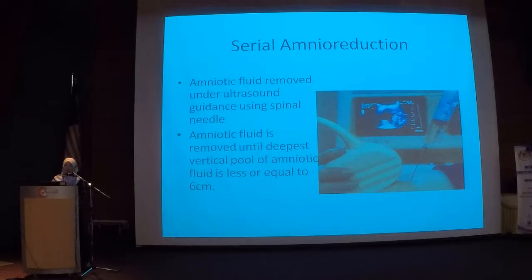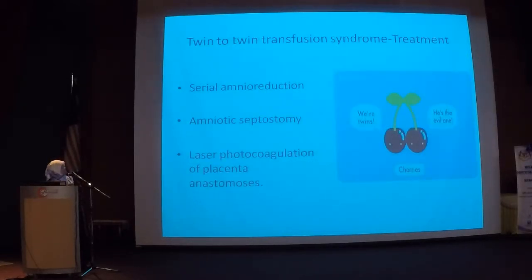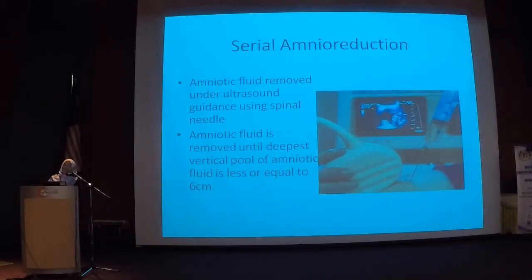Okay, serial amnioreduction. This is for the treatment. I will discuss briefly each of the management options. You know that one sac will have polyhydramnios and later on will end up with premature delivery. So we try to remove the amniotic fluid under ultrasound guidance, and we remove, if possible, until the deepest vertical pool is less than or equal to 6 cm.